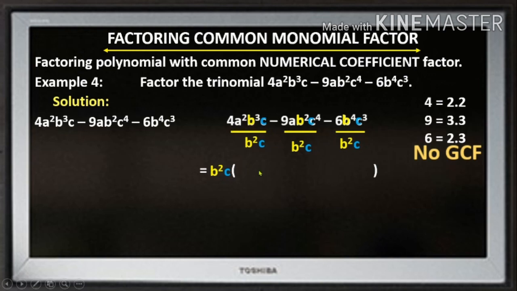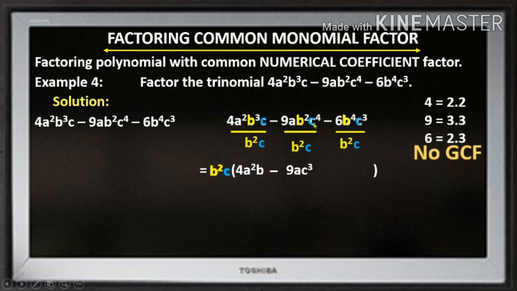4a squared b cubed c divided by b squared c is equal to 4a squared, 3 minus 2 is 1, so that's why we have here b left in the first degree, and c divided by c is 1, so we do not write c anymore. Then we have minus 9a b squared c raised to the power of 4 divided by b squared c is 9ac cubed. Okay, b squared divided by b squared is 1, so we eliminate this factor.